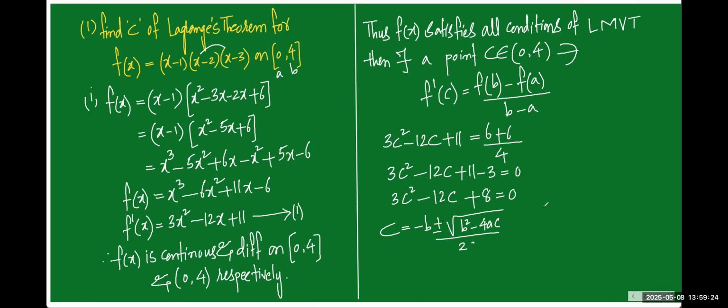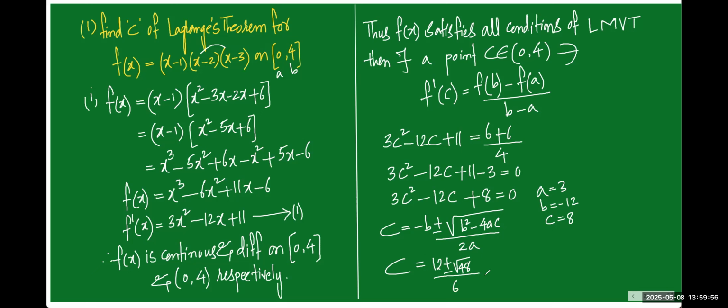Here our a value is 3. This is the basic formula we use where roots are not directly obtained. c is equal to 8. Then x is equal to minus b, that means 12, plus or minus root of b square, which is 144 minus 4ac. If you calculate directly, we get 48 by 6.